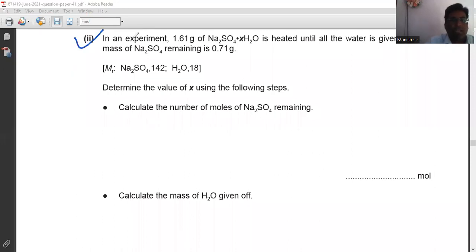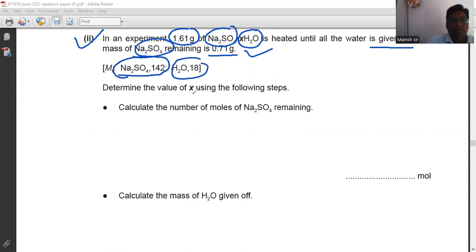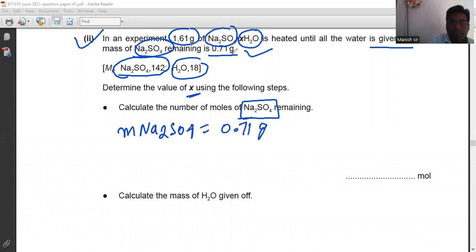Look at the next question. In an experiment, 1.61 gram of hydrated sodium sulfate, Na2SO4·XH2O, is heated until all the water is given off. The mass of sodium sulfate is 0.71 gram, right? The molar mass of sodium sulfate is 142, water is 18. So determine the value of X. First, calculate the number of moles of sodium sulfate. The mass of sodium sulfate is given, how much is it? 0.71 gram. It is written here, right?